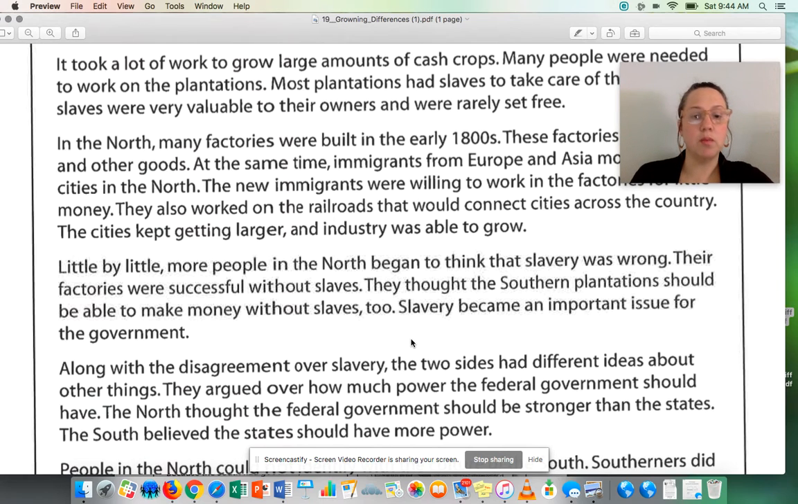Little by little, more people in the North began to think that slavery was wrong. Their factories were successful without slaves. They thought the southern plantations should be able to make money without slaves too. Slavery became an important issue for the government.